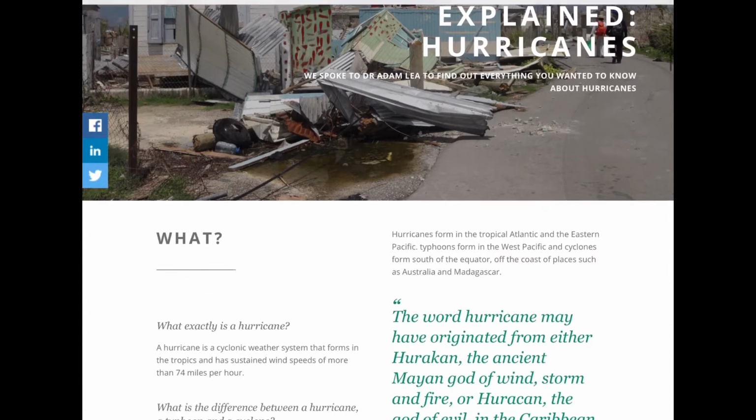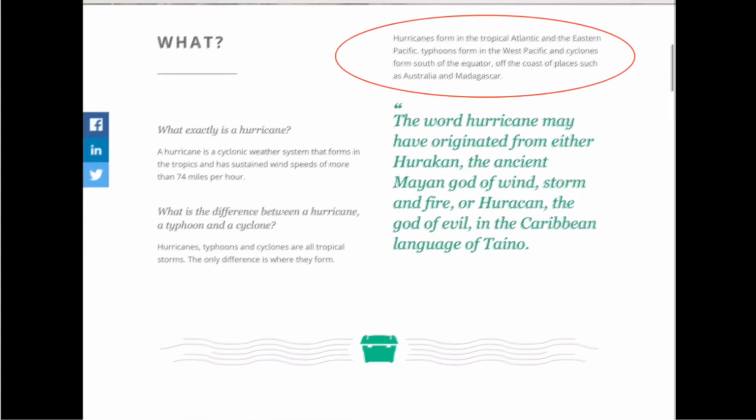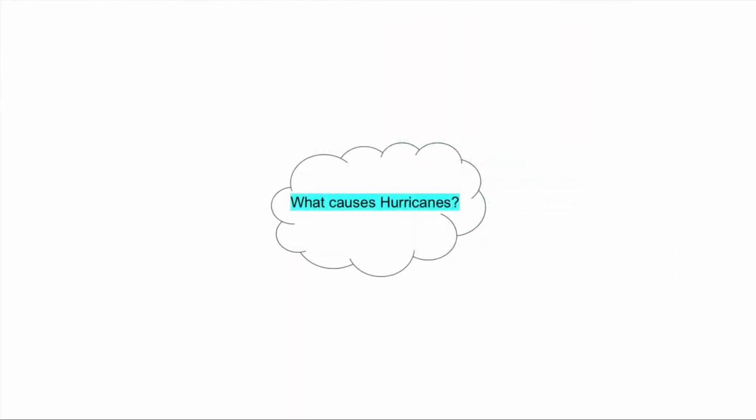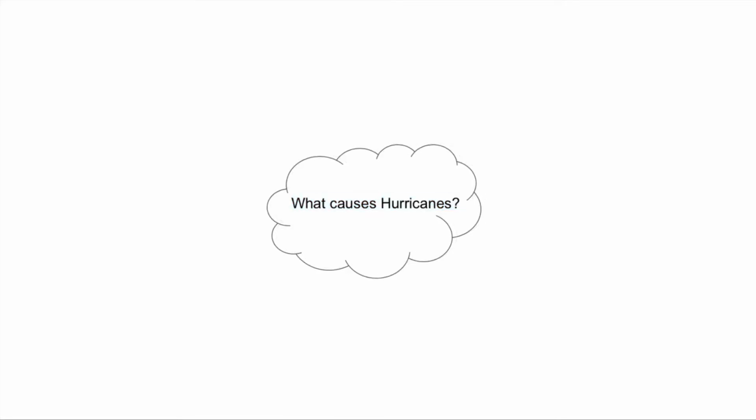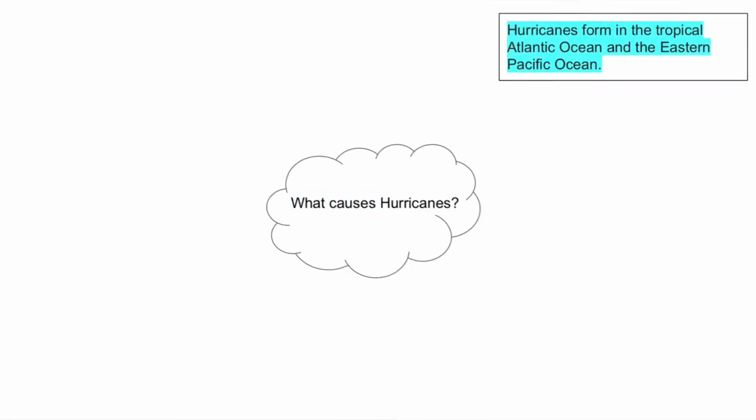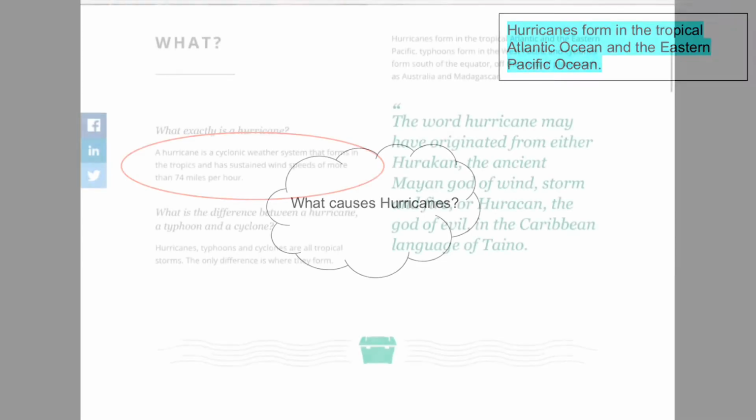What causes hurricanes? Disasters explained. Hurricanes form in the tropical Atlantic and the eastern Pacific. Typhoons form in the West Pacific and cyclones form south of the equator, off the coast of places such as Australia and Madagascar. While we don't need all of this section, we can use parts of it, such as hurricanes form in the tropical Atlantic Ocean and the eastern Pacific Ocean. We can write this information into a mind map, which we will refer back to later.